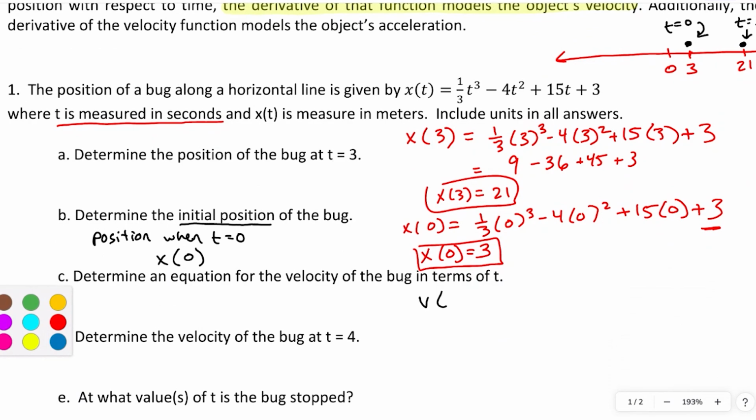So v of t, which is, and I'll write this out to the side so we make sure not to forget this, the derivative of x at t. That's how we're going to find this velocity. And here we just need to use the power rule. No product rule, no quotient rule, no transcendental derivatives. This is going to be an easy one, right? We just use the power rule on each term. So 3 times 1/3 is just 1. So this works out pretty nicely. It's just going to be t squared minus 8t plus 15. And there's your velocity equation. Just used the power rule on each term.